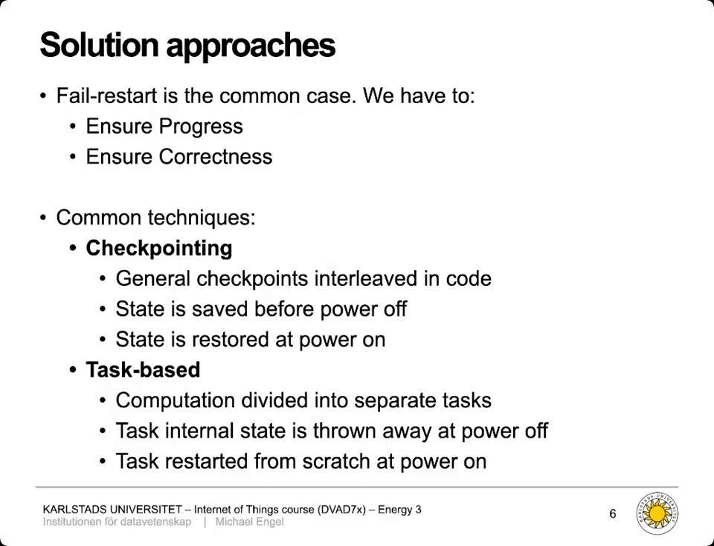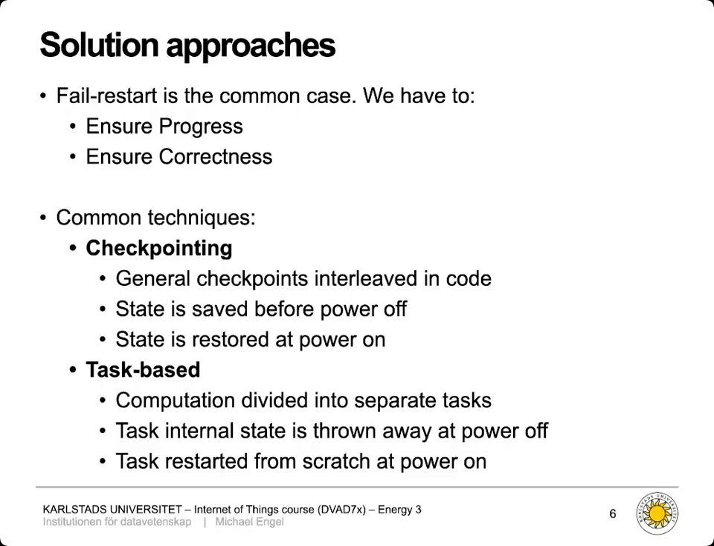So before power off, your state is saved, and then at power on, you still run into reset, but your reset handler then checks if there is a checkpoint in memory, and if there is, it doesn't start from scratch, but restores all the data, the current program counter, stack contents, and so on, and then continues running from there. The other option to solve the intermittent computing problem is task-based. Here we divide the computation into separate tasks which do independent, smaller units of computation.